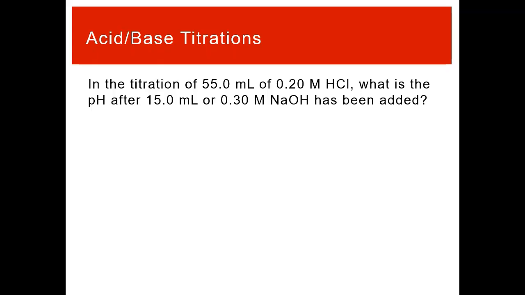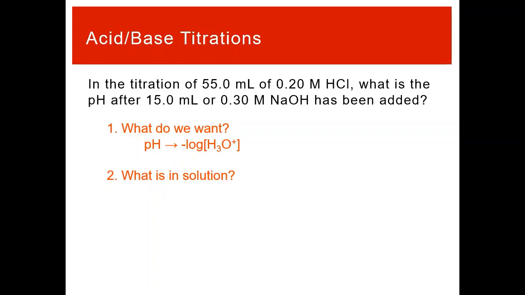In the titration of 55 milliliters of 0.2 molar HCl, what is the pH after 15 milliliters of 0.30 molar NaOH has been added? So if I want the pH of a solution, I know that that's the negative log of the concentration of hydroniums. So when I'm asked for the pH, I really want to know the concentration of hydroniums. And so the question is, what's in the solution? What's going to potentially create hydroniums?